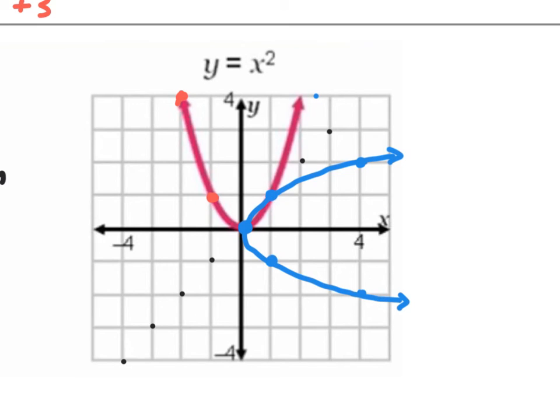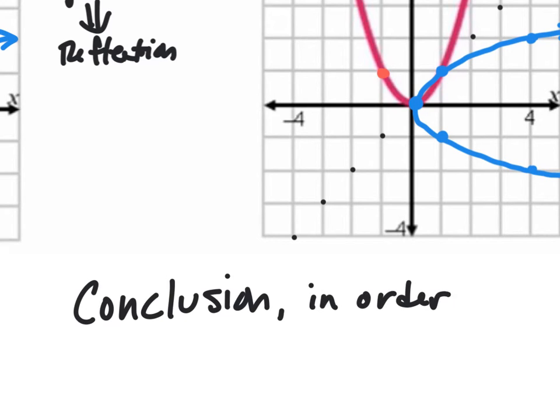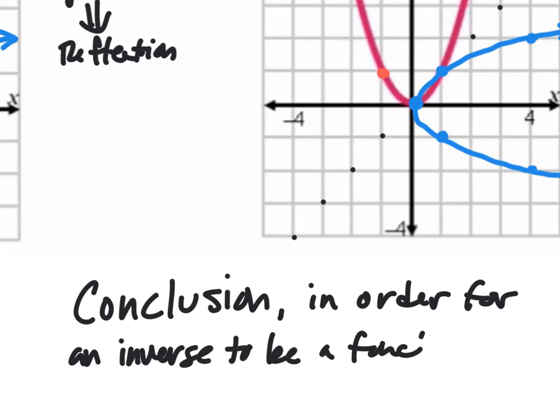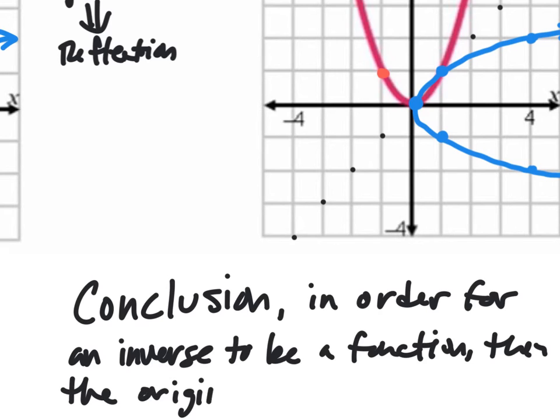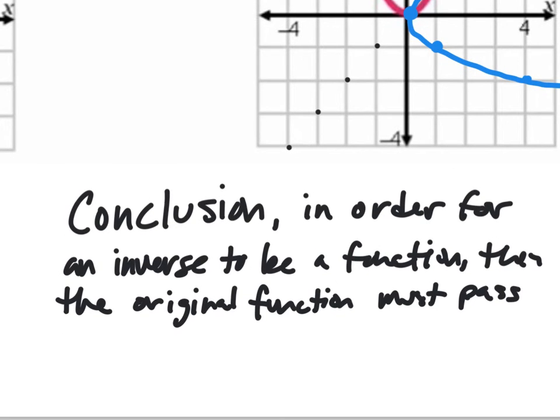Now I can tell. So the conclusion that we draw is that in order for an inverse to be a function, the original function must pass what's called the horizontal line test.